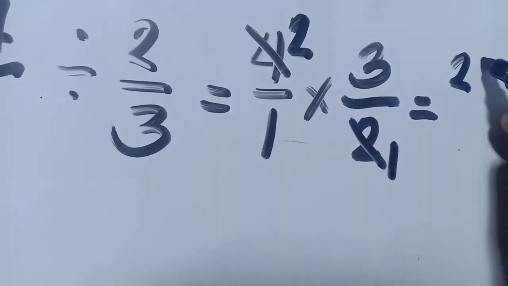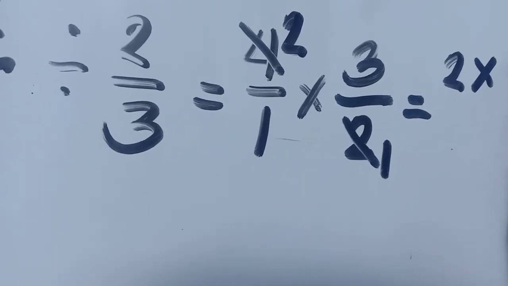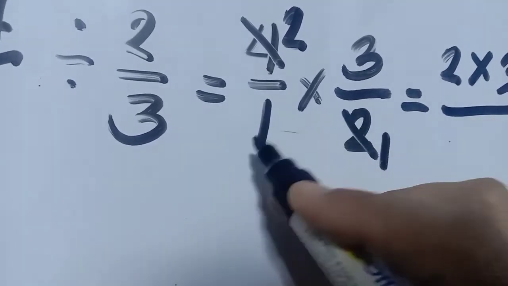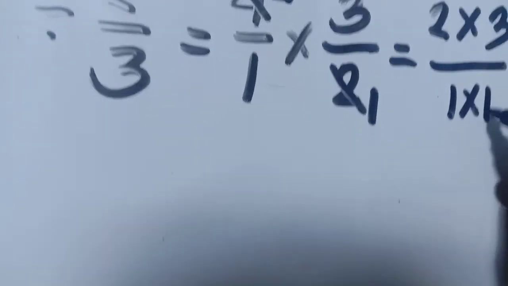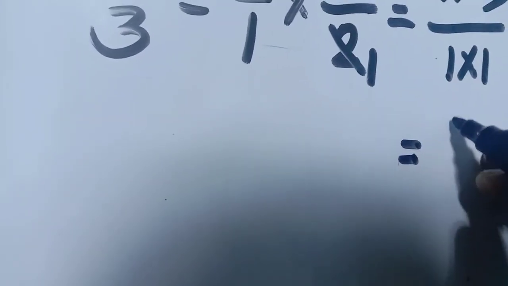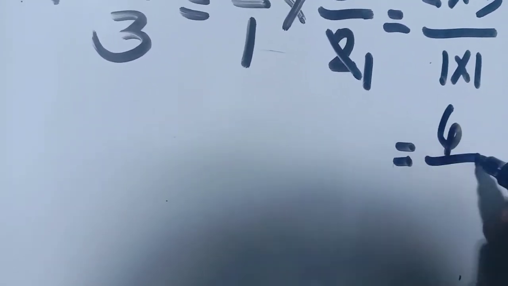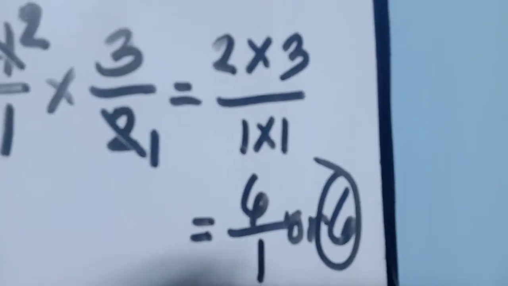So, proceed tayo dito sa ating multiplication of numerators. We have 2 times 3, 1 times 1. Then get the product of numerator. 2 times 3 is 6. 1 times 1 is 1, or 6. Our answer is 6.